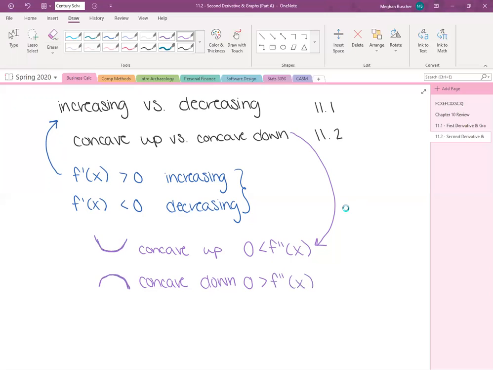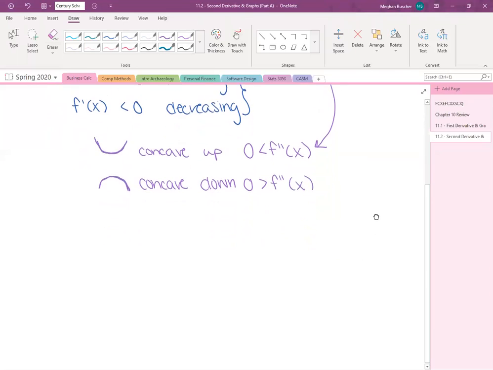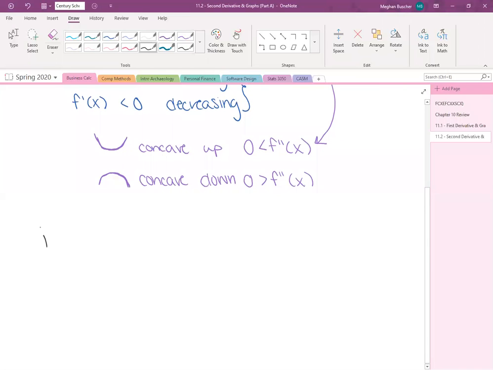I was wondering if we could look over the MyMathLab of 47 on 11.2a. Absolutely, yeah. So 47, okay, so let's see what that problem is asking for.